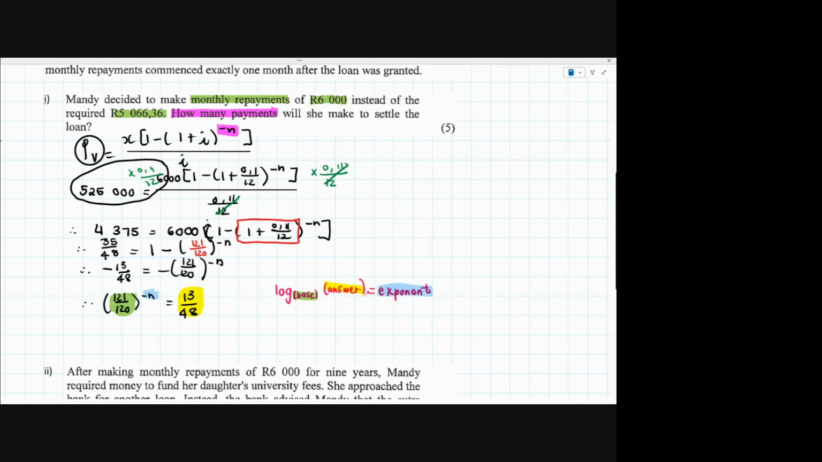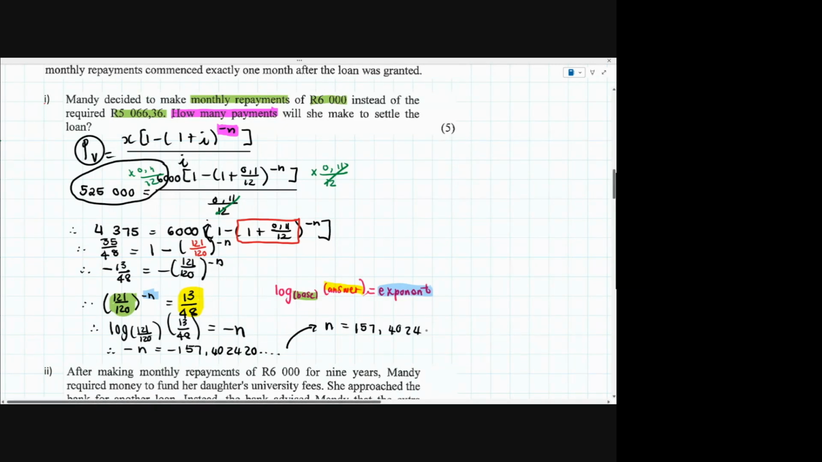Okay, so that's how I do log conversions. It's just the easiest way for me to remember it. I still have to say it under my breath when I do it because my brain just works like that. So we've got log of your base, 121 over 120, to the 13 over 48 is equal to negative n. Now you just type that log into your calculator and you get negative n is equal to negative 157.402420, etc. Again, both of those terms are negative, so actually all you have here is n equals 157 and all those decimals.